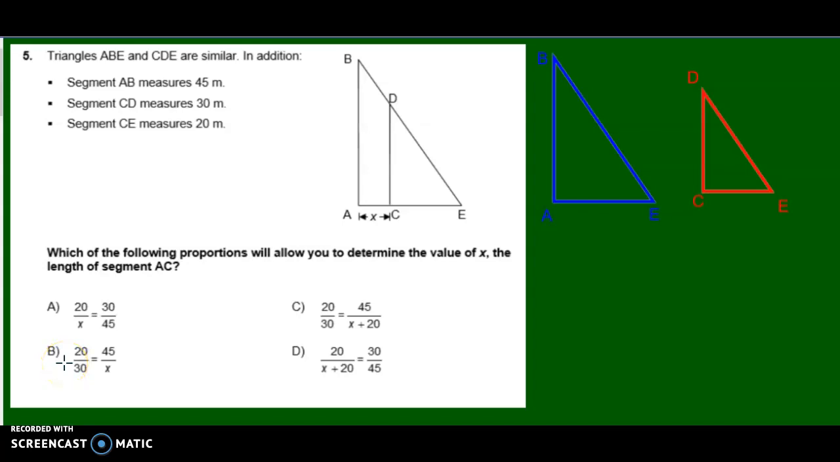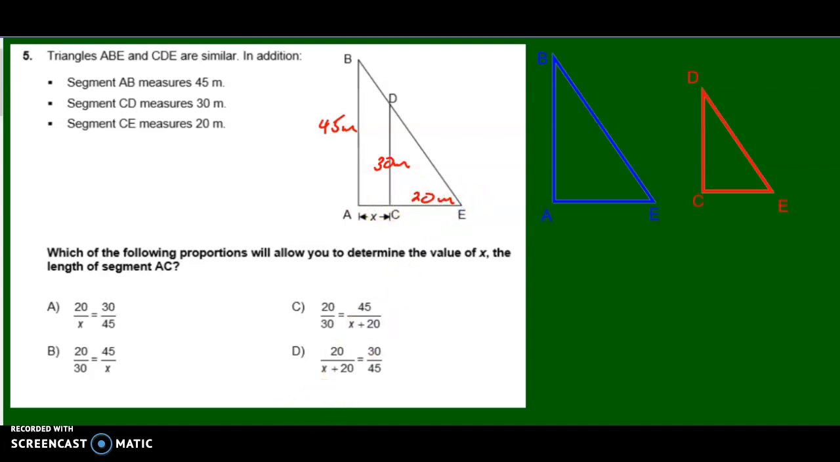Okay, here's a multiple choice question for us to try. It says triangles ABE and CDE are similar. So if they're similar, there are some things we have to understand. AB is 45 meters. CD is 30 meters. And CE is 20 meters.